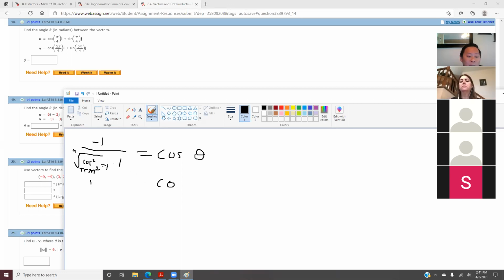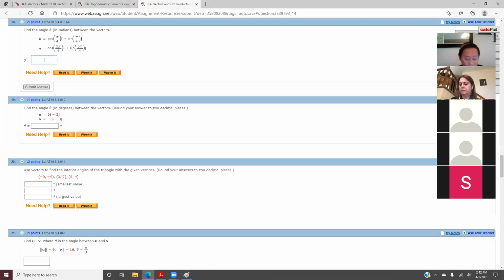So cosine theta is actually -1. Then can someone tell me what this angle will be in radian? Pi. Yep, thank you so much. We just did that just now.